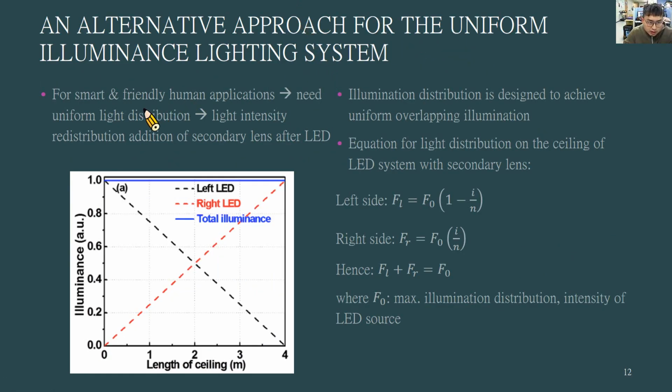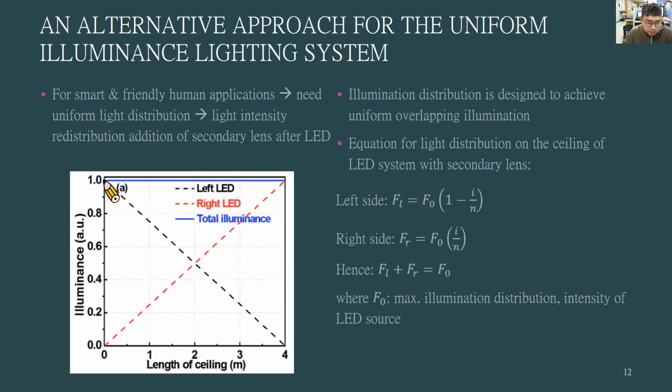Okay, now we move on to the next topic. If we remember from the introduction, we said that for smart and human-friendly applications, we need uniform light distribution. What we can do now is add a secondary lens after the LED, and then redistribute the light intensity. And the redistribution should look like this. Here, the illumination distribution is designed to achieve uniform overlapping illumination, overlapping at the center. And we can get the equation for light distribution on the ceiling of the LED system with a secondary lens.